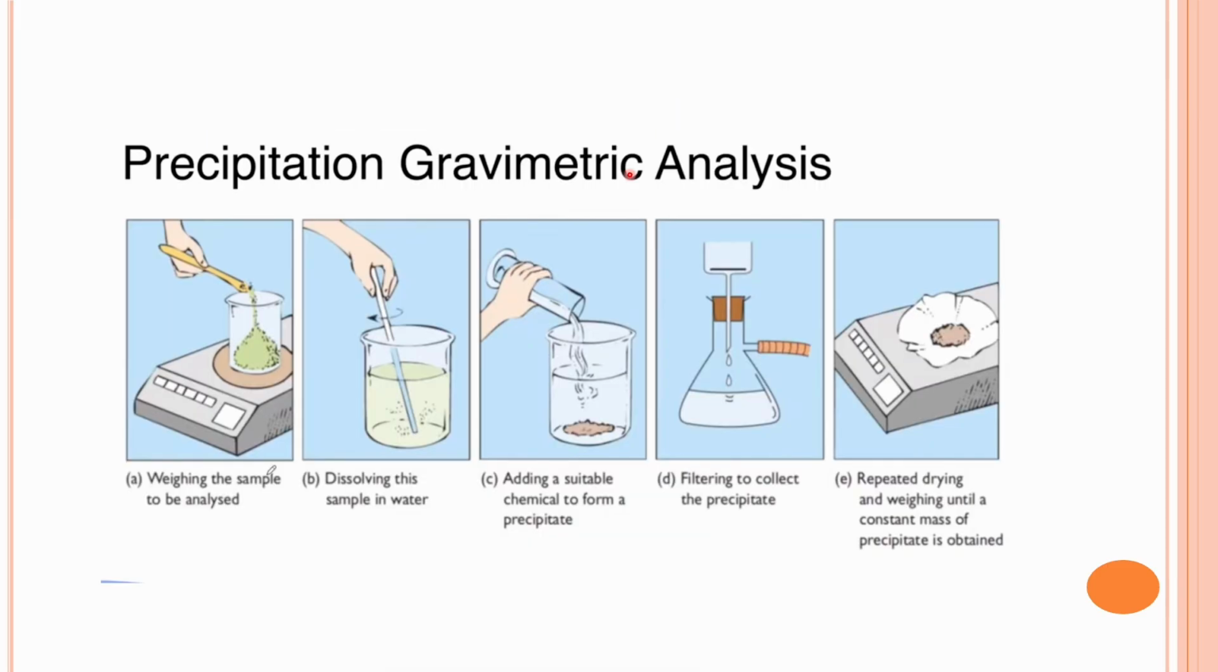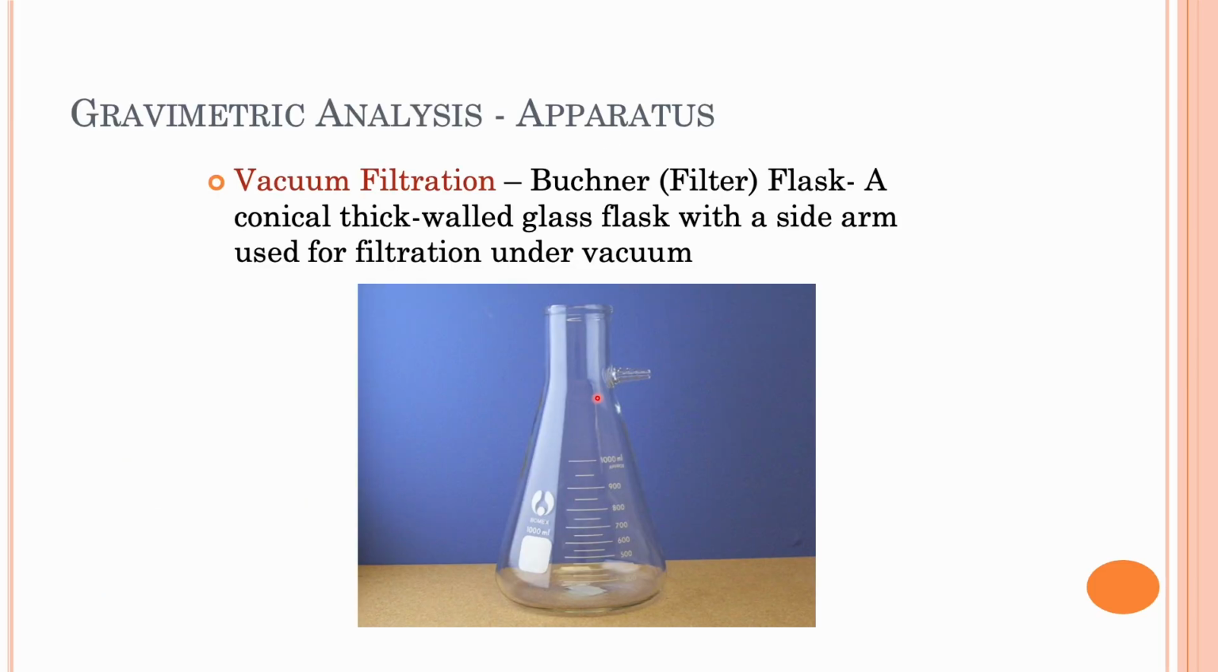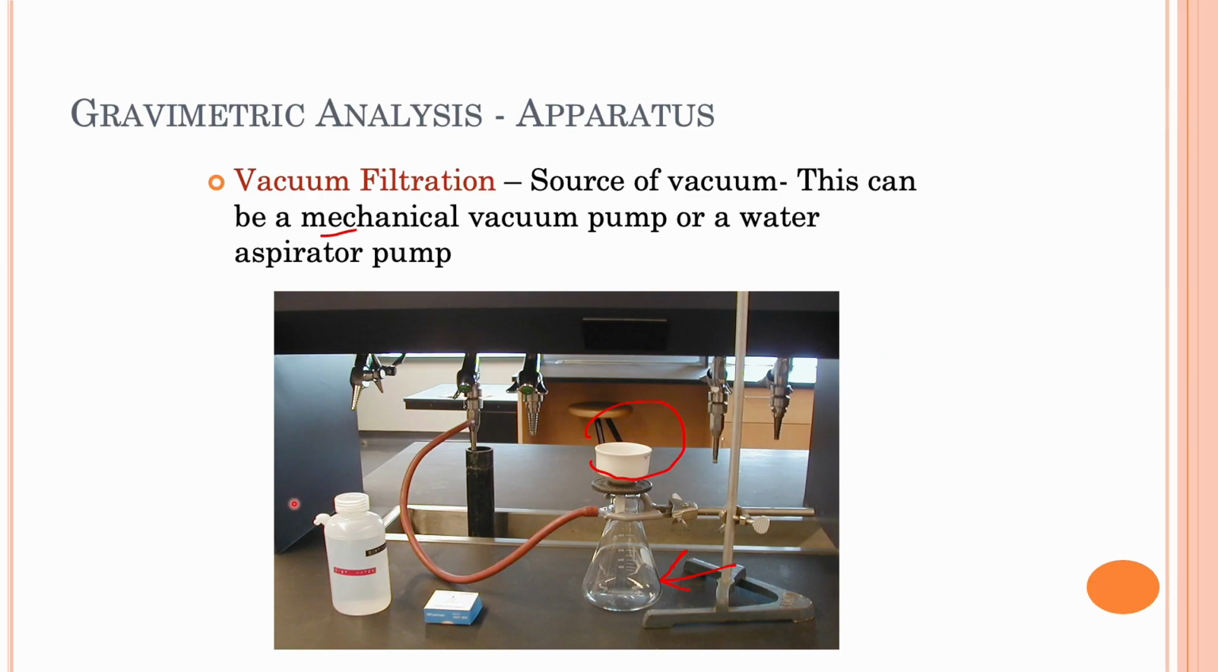In order to separate that precipitate from this solution here, you're going to be undergoing your filtration, and specifically we're looking at your vacuum filtration. So here we have your Buchner filter flask, which is one of the apparatus for your vacuum filtration. It looks similar to one of the conical flasks you would have used in a titration, except you have this little side arm here, and this is attached to a vacuum. So this is your vacuum filtration setup.